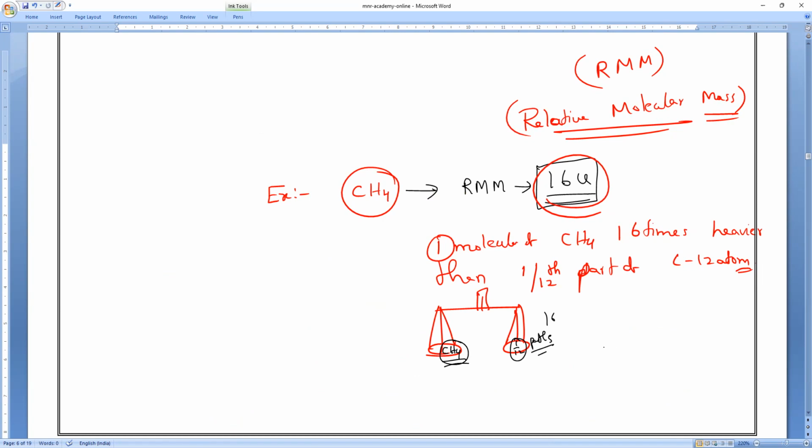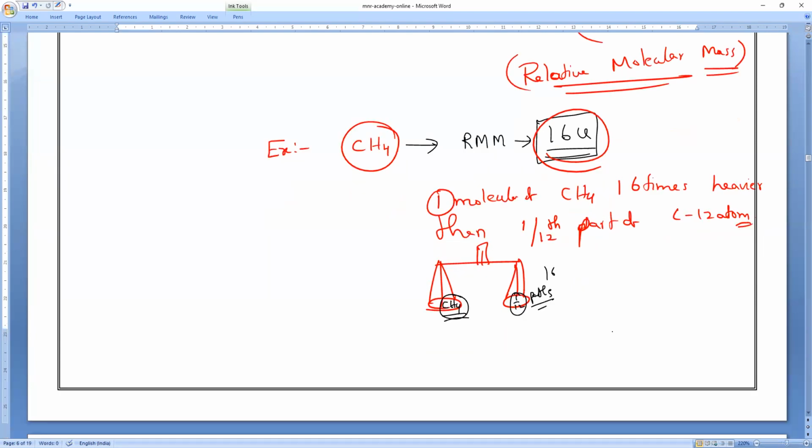Before, people used to compare with hydrogen, later oxygen. Presently, whether it is molecular mass or atomic mass, doesn't matter, we only compare with carbon 12, that is, 1 by 12th of a carbon 12 atom. Do you understand? That's all it is. Clear?